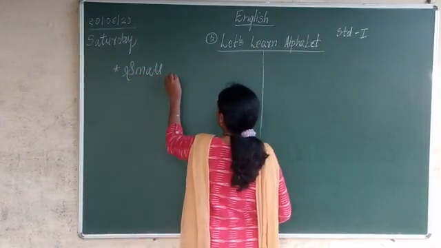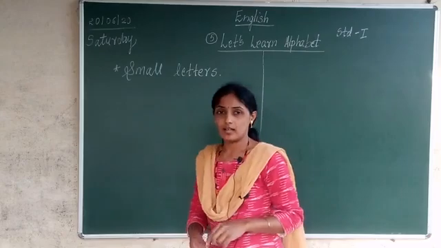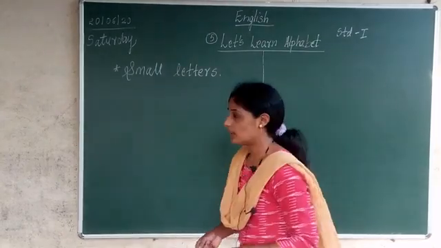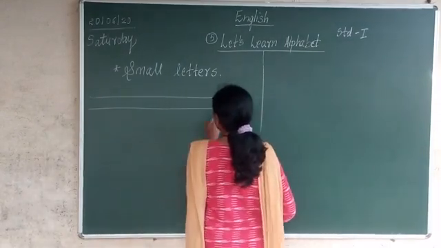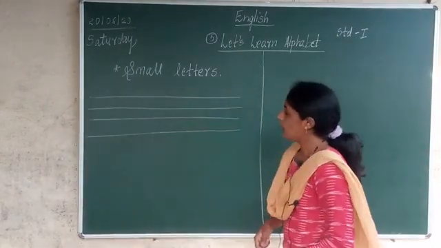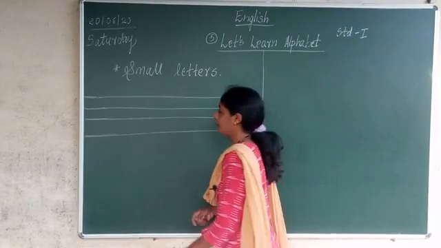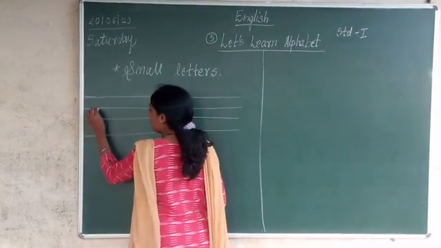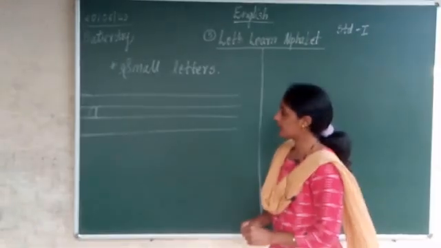Small letters. Now in small letters, how do we write letters? For example, I will draw 4 lines. Now you have 4 lines in your notebook. Correct? Now I want to start with letter A. In alphabetical order, which letter will come first? A letter will come first. So I will start with A. Now in 4 lines, small a you have to write in this way. Correct? Is it correct? Yes.